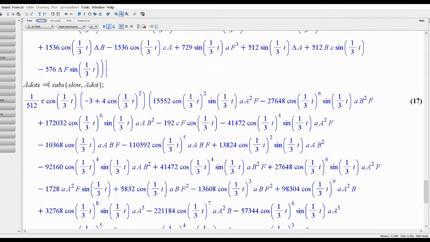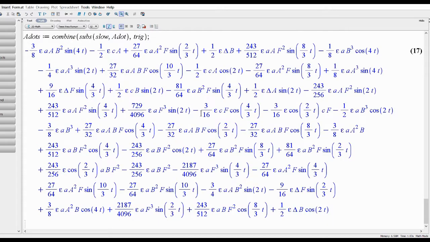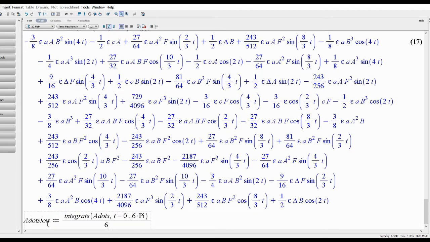But let me do the following. Let me say combine trig. It's still fairly long, but you see all of this has zero average. This has not zero average. What is the time period? There is a t by 3, so 6 pi is a safe time period, right? So I will say A dot slow is equal to integrate A dot s, t equals 0 to 6 pi, times 1 by 6 pi. Okay, I will say simplify here.